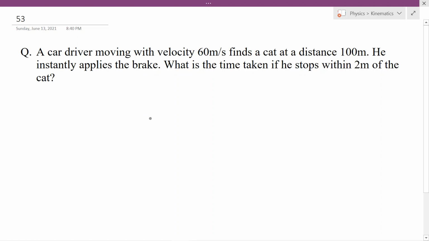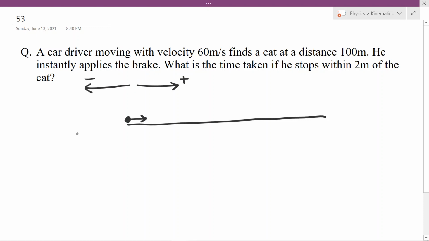Now before solving the problem, let's visualize using the diagram. So the simple diagram I can draw is like this. This is the road, and let's say this is the car. It's here, and the car is moving, suppose, in the right direction. Now the instant I draw this arrow, I will assume that moving in the right direction is the positive direction, and the left direction is the negative direction.